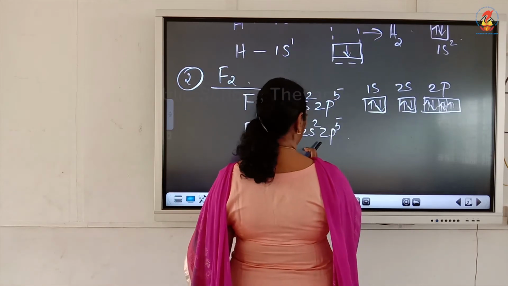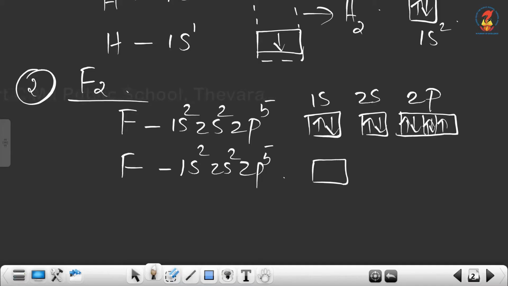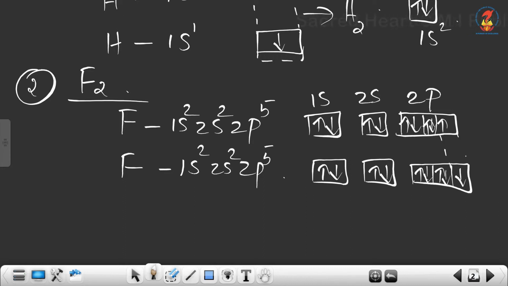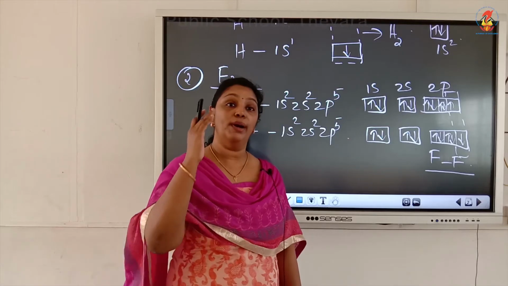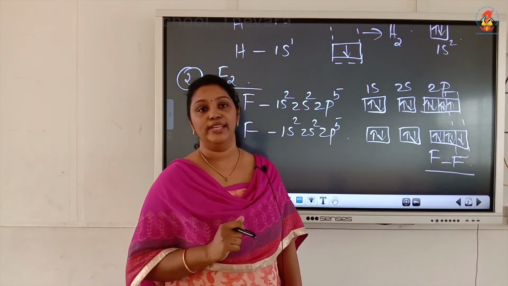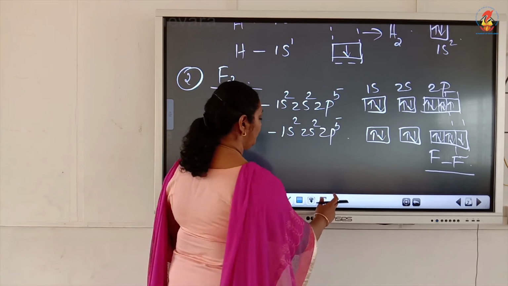Now, for the second fluorine, 1s2, 2s2. You can see that in the fluorine atom, we have one half-filled p orbital. So for this fluorine, the half-filled electron you have to show with opposite spin. Now, these two orbitals will overlap and you get F2 molecule with a single bond between two fluorine atoms because there is only one half-filled orbital of each fluorine overlapping. So we have a single bond between two fluorine atoms.